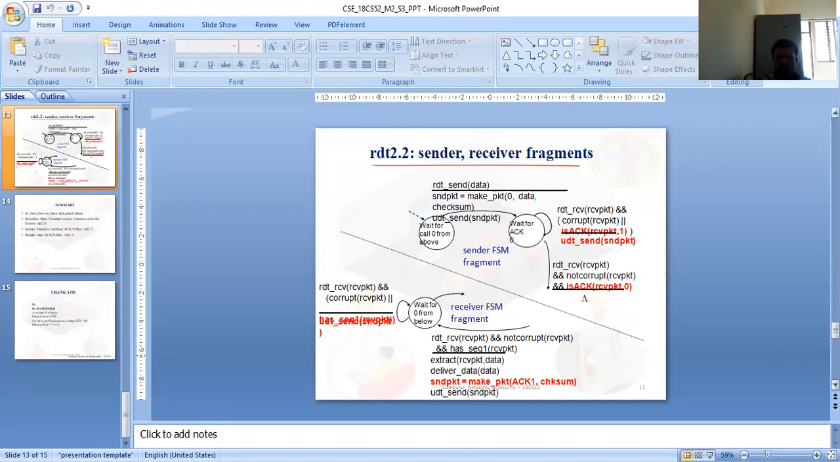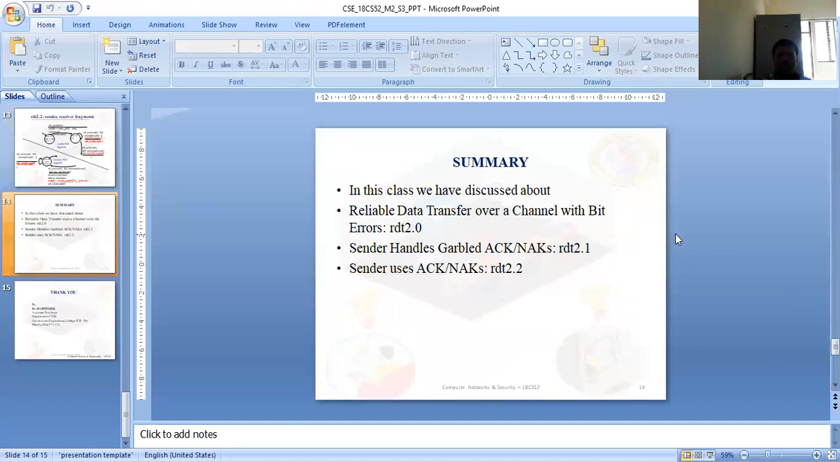So in this class, we have discussed reliable data transfer over a channel with bit errors in RDT 2.0, also called a stop and wait protocol. Version 2.1 was also explained, with how we handle garbled acknowledgements and negative acknowledgements. In version 2.2, we use only acknowledgements instead of acknowledgements and negative acknowledgements. The FSM we have already discussed.